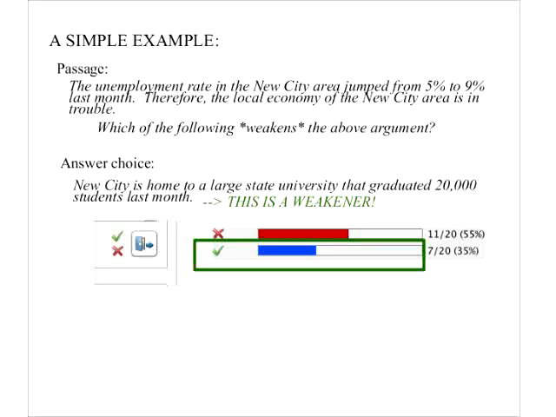Let's have you guys weigh in on this a little bit. Go ahead and type in the text box some explanation for how this is a weakener. See if you guys can give some opinion or give some enlightenment here. A couple of you are typing. How does this answer choice weaken?